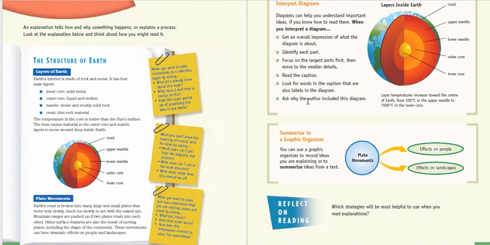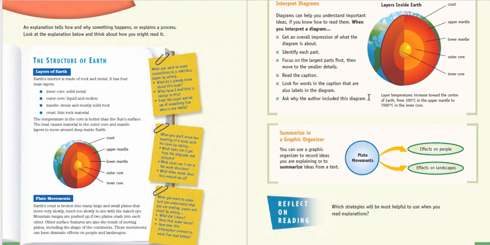This little section here is talking about how to read diagrams. When you're reading a diagram, you're going to look at the overall impression of what the diagram is about. You're going to look at each part on the diagram. So you've got the title, you've got the labels here, and you've got a caption related to it as well. Focus on the large part first. Well, what's the large part of this diagram? Clearly, it's the earth and its core. Read the caption. That's the little section here that describes the picture. That's what a caption does. And then look for words in the caption that are also used in the labels on the diagram. So upper mantle. All of a sudden, now you can look for upper mantle here.